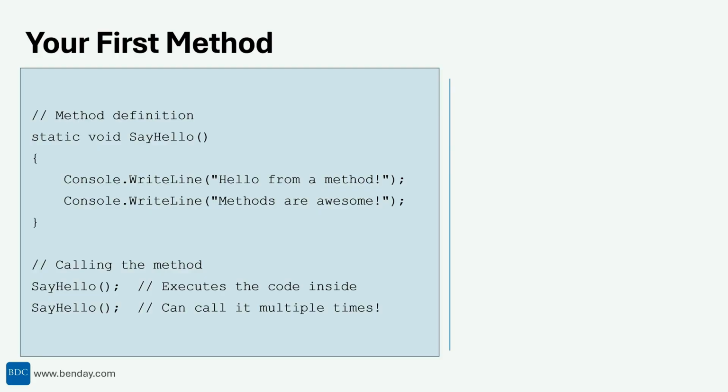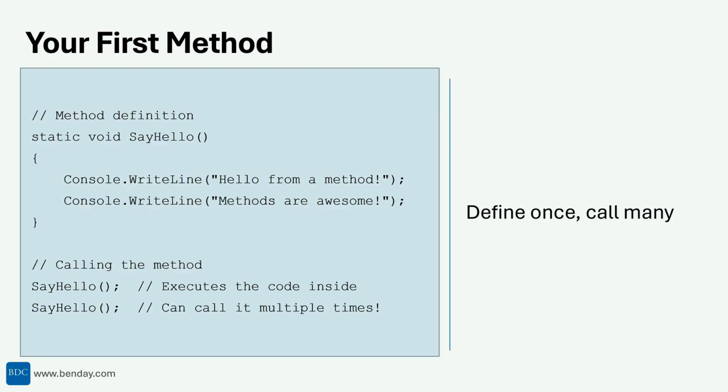Imagine writing the same 20 lines of code in 10 different places. Now imagine you find a bug. You have to fix it 10 times. Methods solve this. Write once, use everywhere. Plus, methods give names to complex operations, making code readable. Instead of 20 mysterious lines, you see CalculateTax and instantly know what's happening.